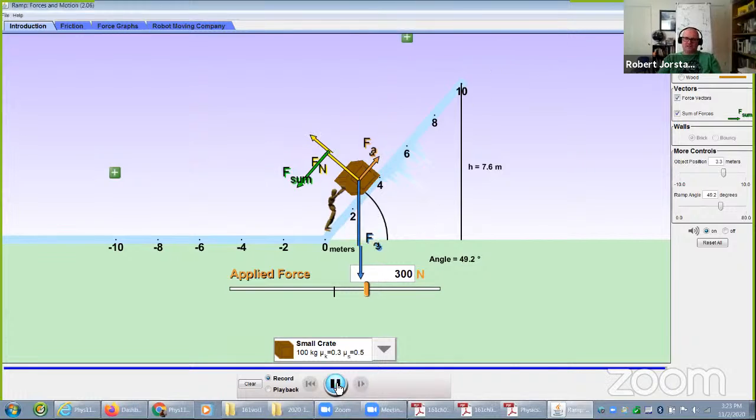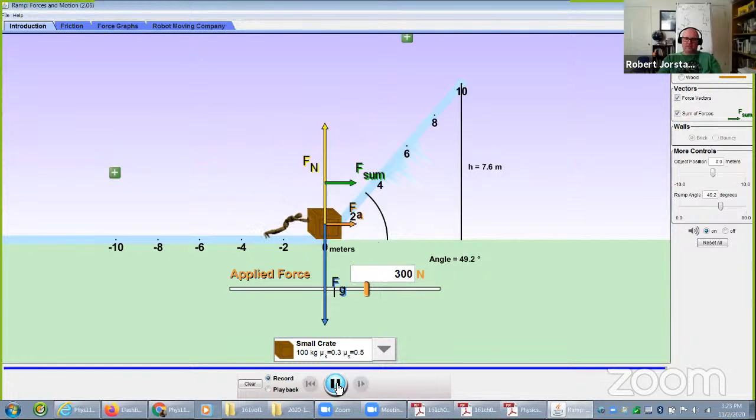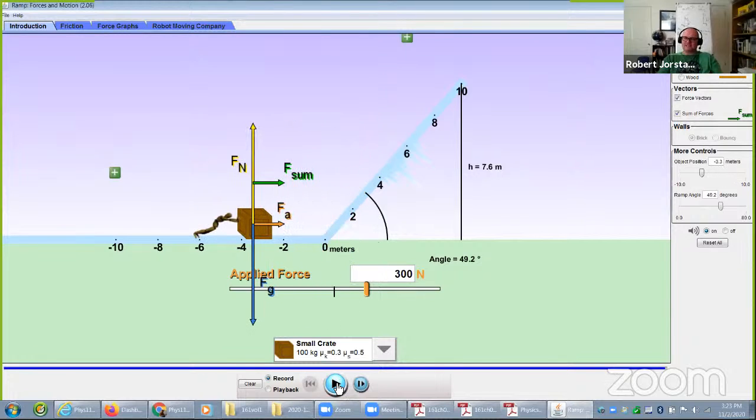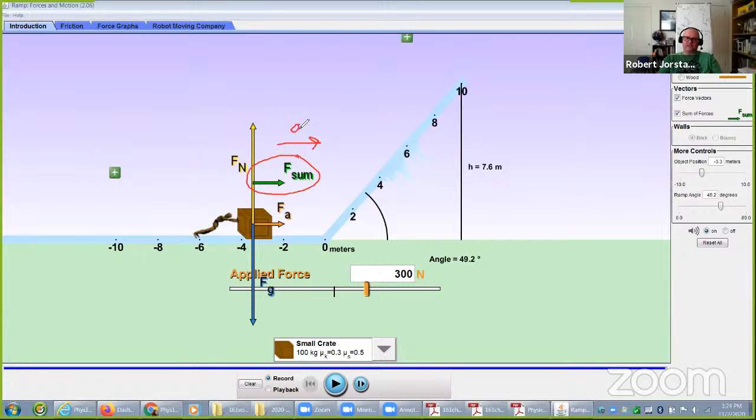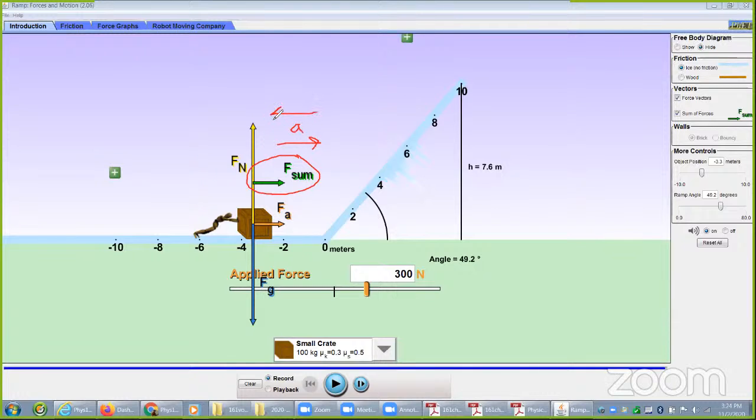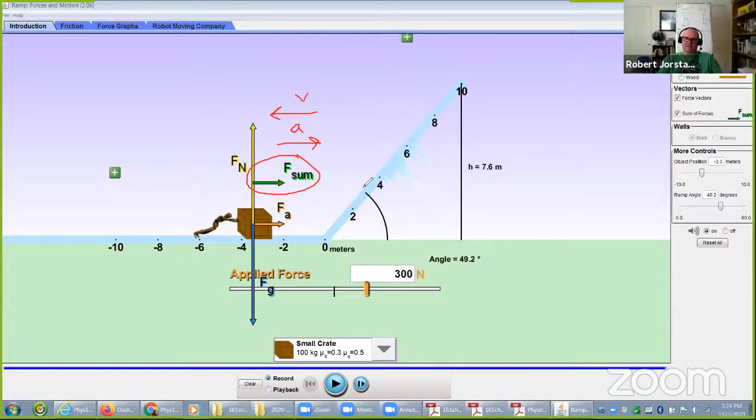Okay, so now watch. It's speeding up. Now I'm going to play this. Now look at this. In this case, look what's different now. It's accelerating this way. Which way is it moving? Still backwards. So it's slowing down. Yes. So now let's watch and see if it slows down.